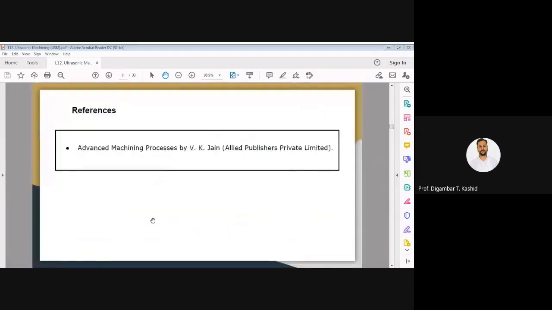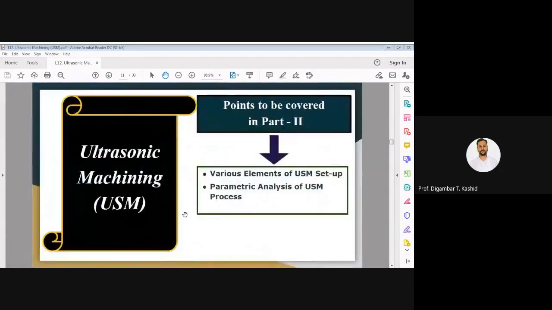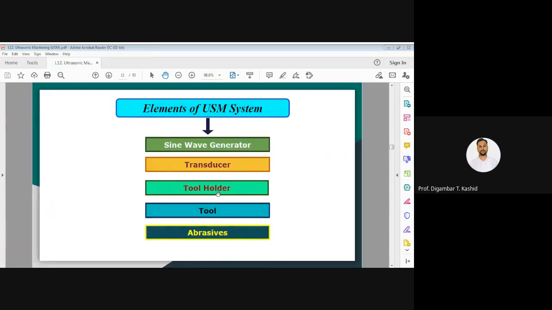Now let us discuss the various elements of your ultrasonic machining setup. We have just seen the setup. Now, which are the elements? Here I have listed a sine wave generator, then a transducer, then tool holder, tool, and abrasive. So these are the elements. Now let us discuss them one by one.